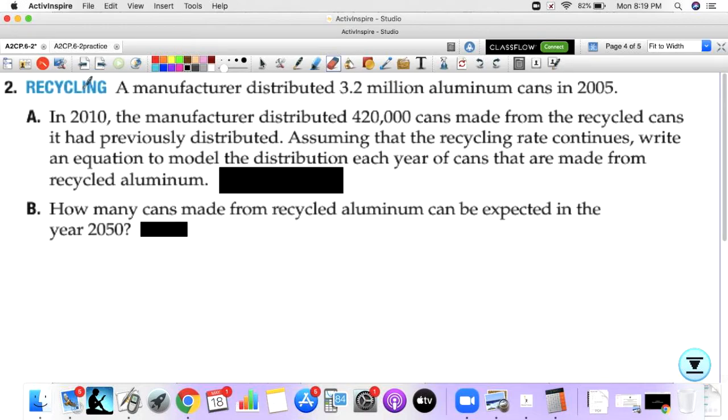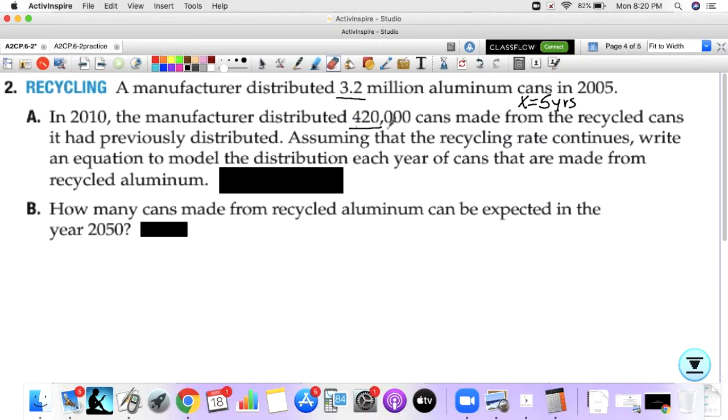So a manufacturer distributed 3.2 million aluminum cans in 2005. In 2010, the manufacturer distributed 420,000 cans made from recycled material. Assuming that this rate continues, write an equation. So again, they're telling us to write an equation. They're giving us a before, they're giving us an after, and they did give us a time frame. From 2005 to 2010, our amount of years is 5. Okay? So 3.2 million, and then it became 420,000. It went down. That means we're dealing with an exponential decay function.